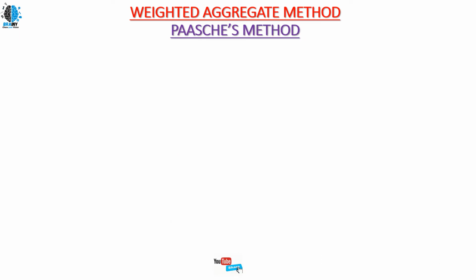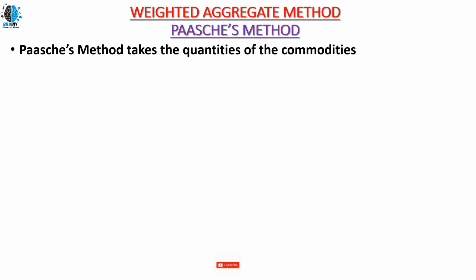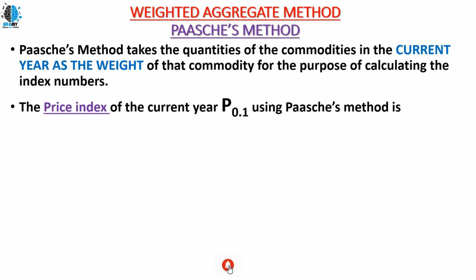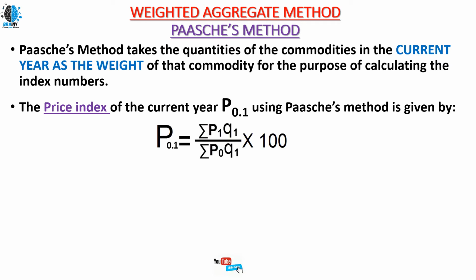Next we have the Paasche method. Here the author has given the weight to the current year. The price index of the current year P01 using the Paasche method is given by the formula P01 is equal to summation P1 Q1 divided by summation P0 Q1 into 100. What we have added here is Q1 in the numerator and denominator. So the author has given the weight to the current year.